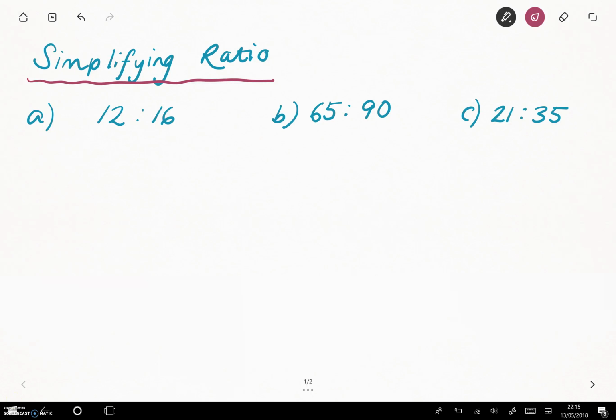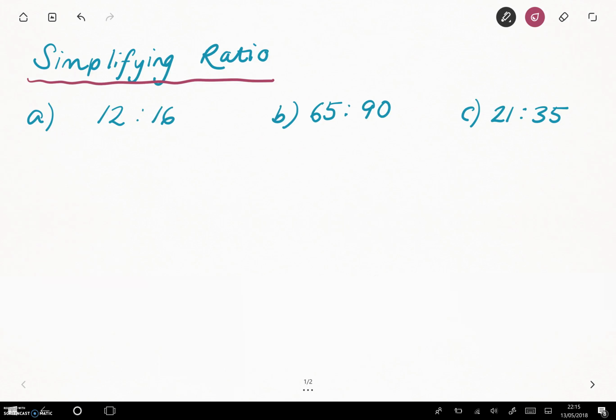Hello Year 7, I'm sorry I can't be with you in your lesson today, but what I want you to do is carry on working on ratio. Now I'm sure you're going to impress the teacher that's taking you today with what you can remember from last week, but the first thing I want you to do is a little bit of a recap.